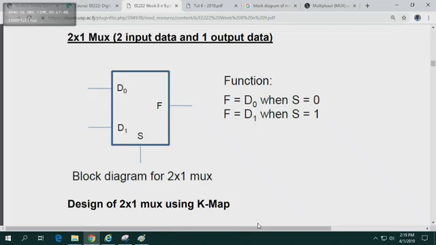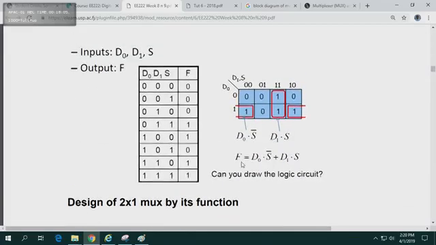On your truth table, you'll have data 0, data 1, and selector on the input side, and on your output side, you'll have F. Let's have a look at the truth table: data 0, data 1, and selector, and your output is F. Guys, this is on the Moodle shell, but make sure you understand this.